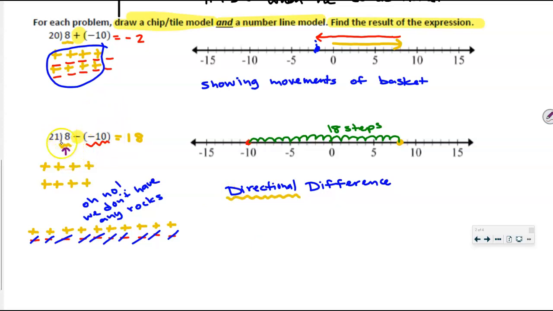Here's the number 8. Our problem starts with 8. Here's 8 on the number line. So this is the start of the problem, and it is on the right-hand side. So when I start on the right, that makes it a positive number. So it's not just 18, it is a positive 18 steps.